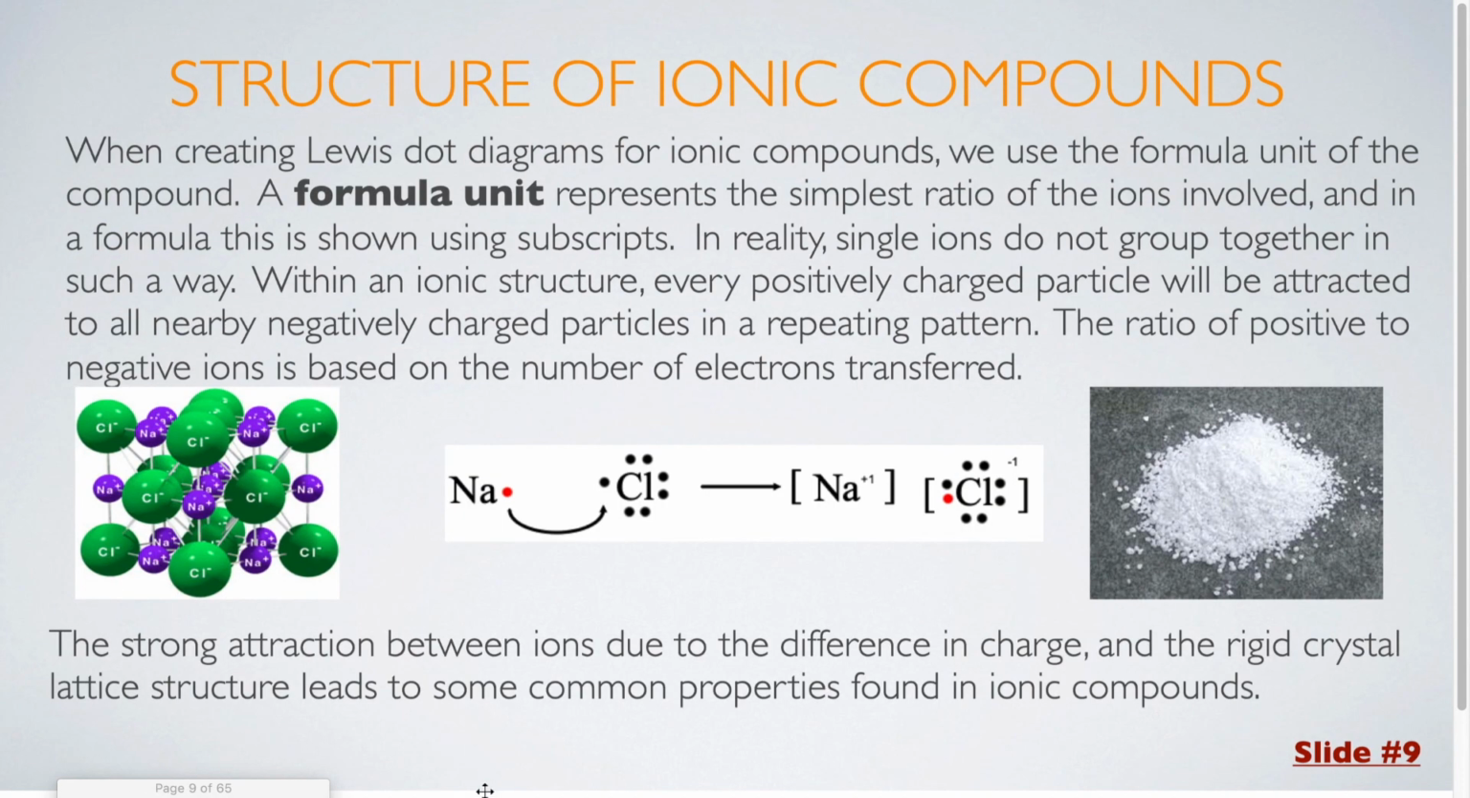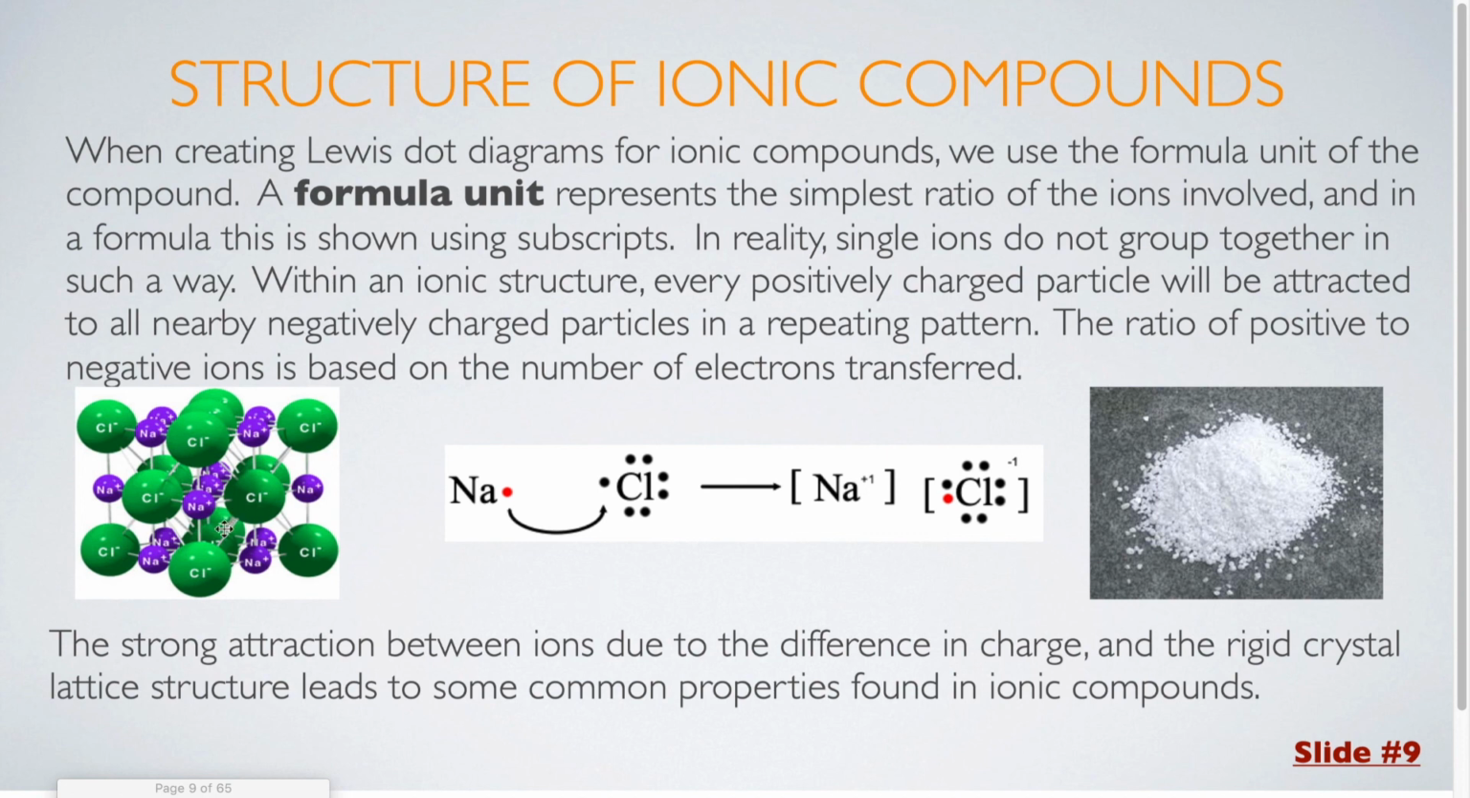When creating a Lewis dot diagram for ionic compounds, we use the formula unit of the compound. A formula unit represents the simplest ratio of ions involved, and in a formula this is shown using the subscripts. So in our example with sodium and chlorine, there is 1 sodium for every 1 chlorine. In reality, single ions do not group together in such a way. Within an ionic structure, every positively charged particle will be attracted to all of the negatively charged particles in a repeating pattern. The ratio of positive to negative ions is based on the number of electrons transferred.